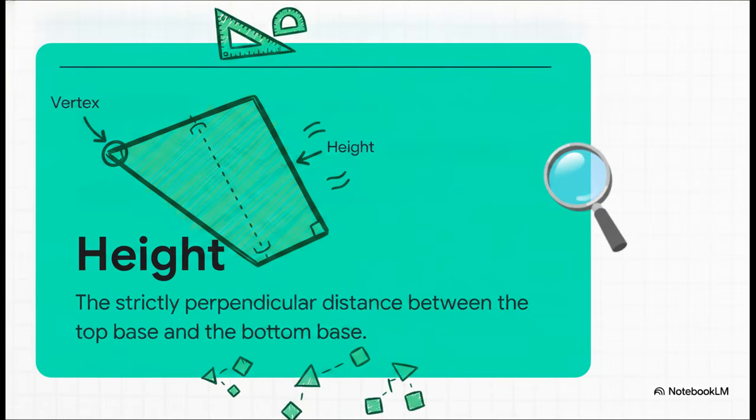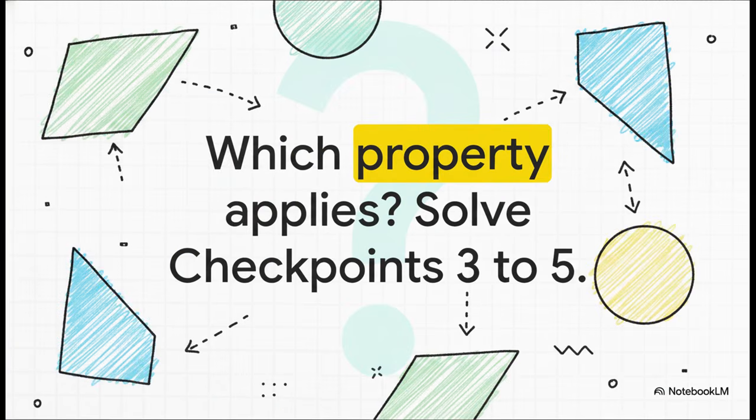Before we move on, let's quickly nail down two essential structural terms you'll want in your math tool belt. A vertex is simply the corner point where two lines meet, and the height is the strictly perpendicular distance between the top base and the bottom base of the parallelogram. It's kind of like measuring how tall a building is, straight up and down, never slanted. Knowing exactly where the vertices are and accurately identifying that height are vital clues for the calculations we're about to do.